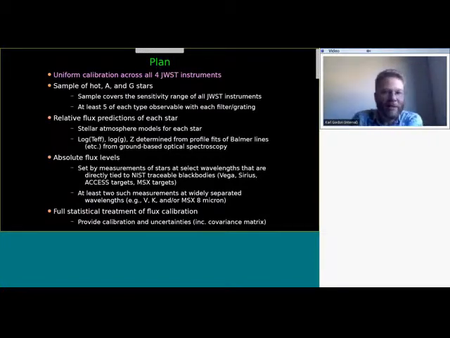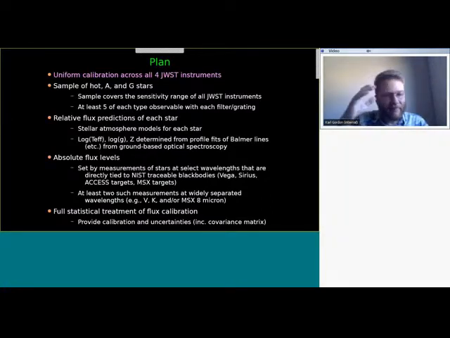All right, so we're going to do this uniform calibration across all 4 instruments. We picked a sample of 3 different kinds of stars. They're hot stars, and by hot stars I mean OB stars and white dwarfs, A stars and G stars. And we want the sample to cover the sensitivity range of all the JWST instruments, and with at least 5 of each type observable with each filter and grating.